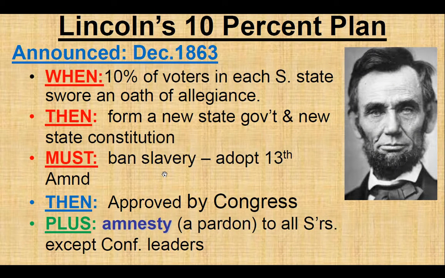But Lincoln's plan was known as the 10% plan. He announces it in December 1863, and he said that when there is 10% of the voters in each southern state that are willing to swear an oath of allegiance to the Constitution and to the Union and will never take up arms again, then that state can set up a new government. They'll set up a new constitution, have their little constitutional convention, the best and the brightest there, and they can redraw a constitution that was going to also ban slavery and adopt the 13th Amendment. Then Congress can approve them and bring that back in. Plus, there would be amnesty or a pardon to all Southerners except the top Confederate leaders.